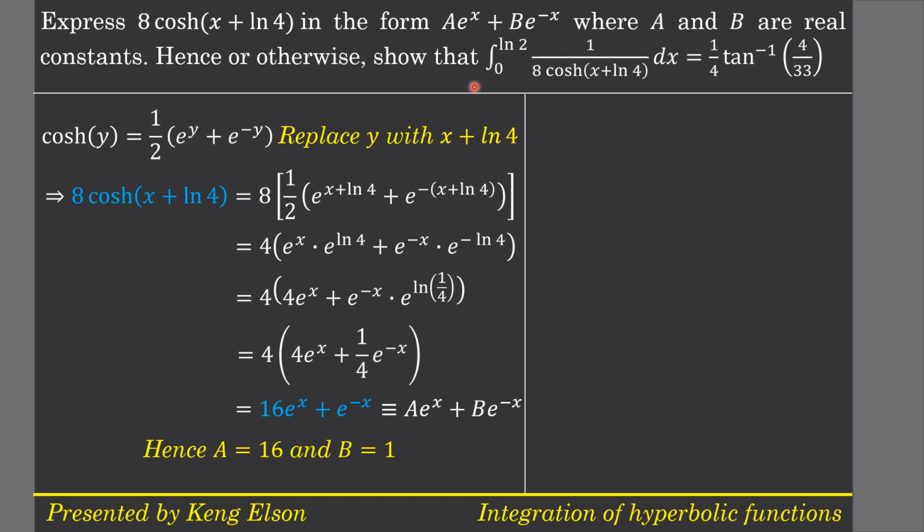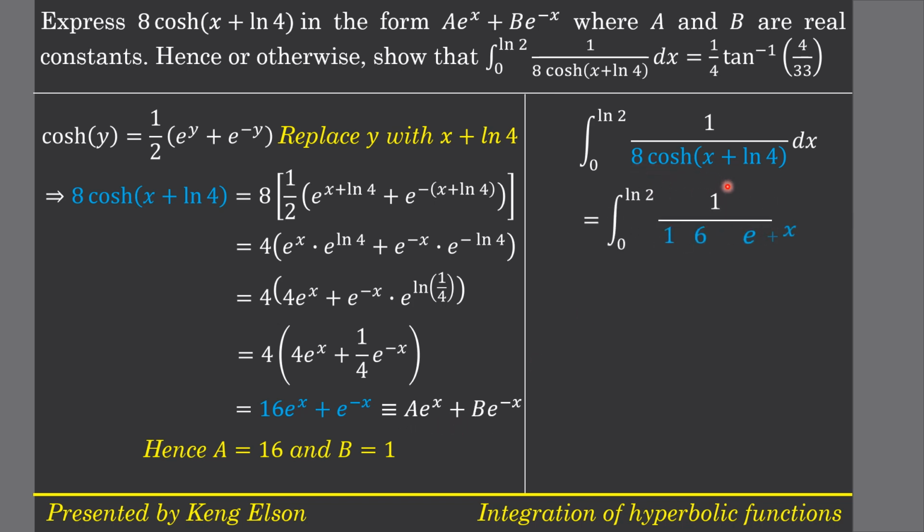Now the second part is asking us to use the previous information, or we use another method, that's why they say hence or otherwise, and show that the integral from 0 to ln 2 of this function is equal to this. So first of all, I'm using the hence, so I'm going to use the information from the previous question. I'm going to replace 8 cosh(x + ln 4) with its identity, which is 16 e^x plus e^(-x).